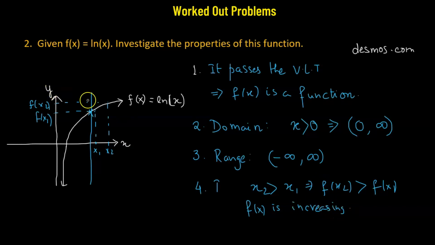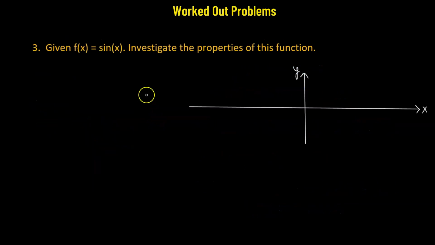And also when we look at the graph from left to right, we can see that our function is increasing. Our f of x value is increasing. So the height of the function is increasing as we move from left to right. Let's move on to the next function.